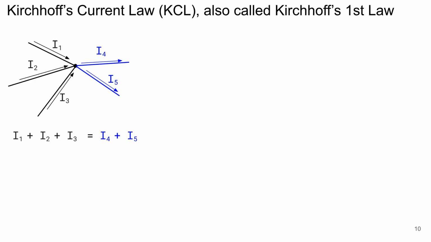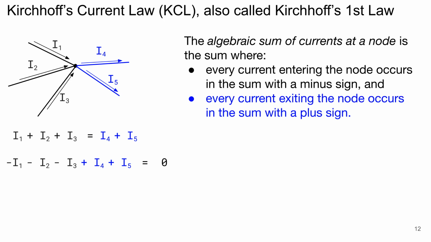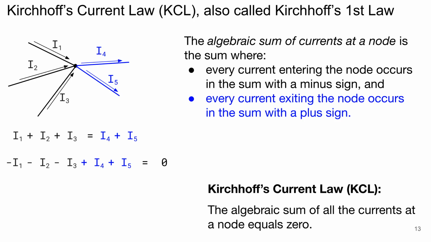For a number of reasons, however, it is often more convenient to write this law in a form that has 0 on one side. Thus, on the other side, we end up adding all the currents, but taking each current with a positive or negative sign, depending on whether it exits or enters the node. Such a sum of signed terms is called an algebraic sum. Therefore, Kirchhoff's current law, often abbreviated KCL, states that the algebraic sum of the currents at a node equals 0. In physical terms, this is a current conservation law at a node.